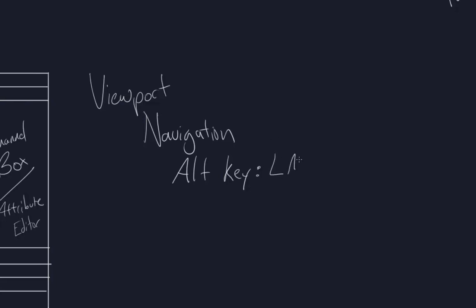Now, I use acronyms for the mouse buttons. LMB is for left mouse button. MMB is middle mouse button. And RMB is your right mouse button.